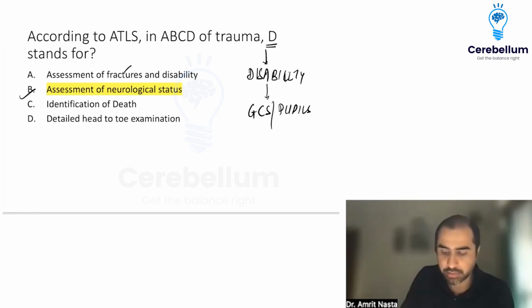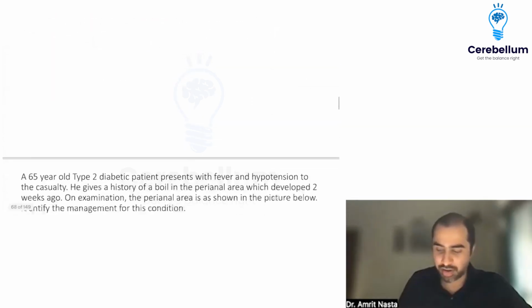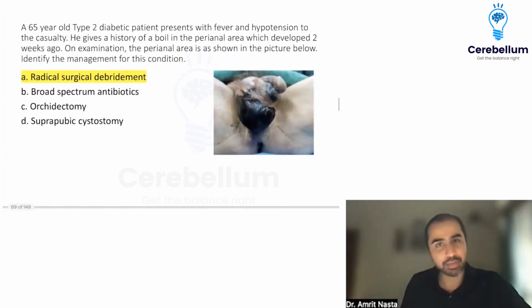When do I check this? Fractures. When is assessment of fracture done? Did you get misled? Why did you get misled? Assessment of open fracture is done in exposure. Detailed head-to-toe examination is the secondary survey. Identification of death is done in forensic medicine. Okay? You did that one wrong, why did you get it wrong?